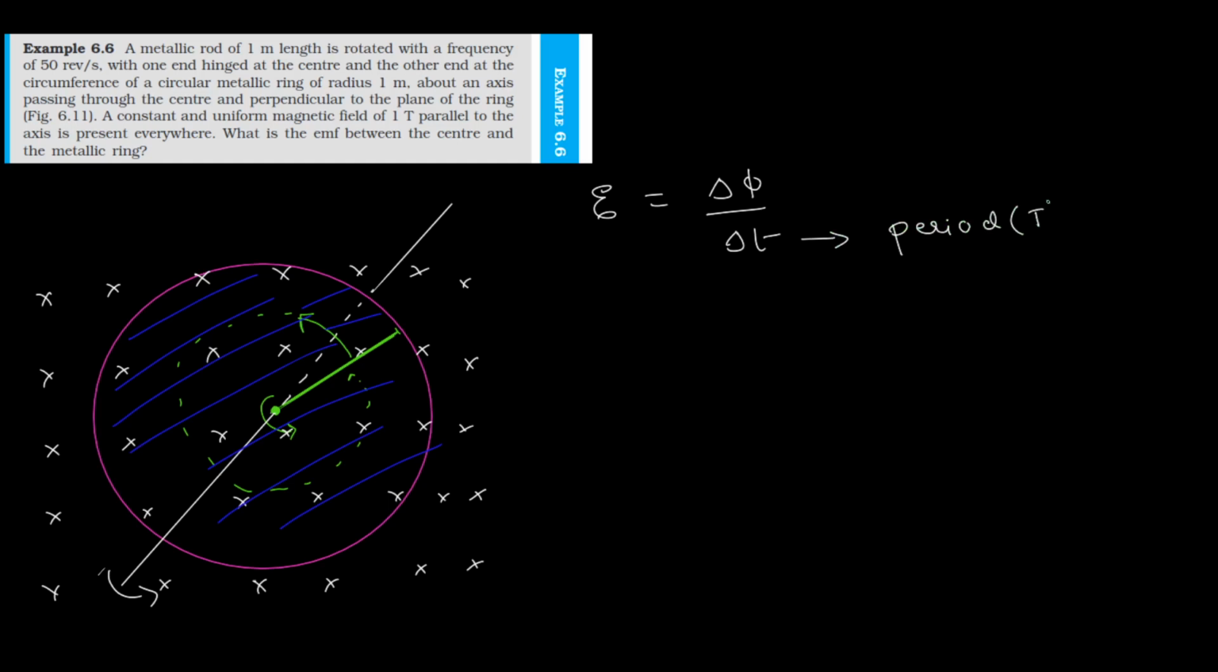We use the symbol capital T for that. We already know it is 1 by frequency, right? So 1 by frequency will give me the period of rotation. So I already have the denominator ready. We have to work on the numerator.